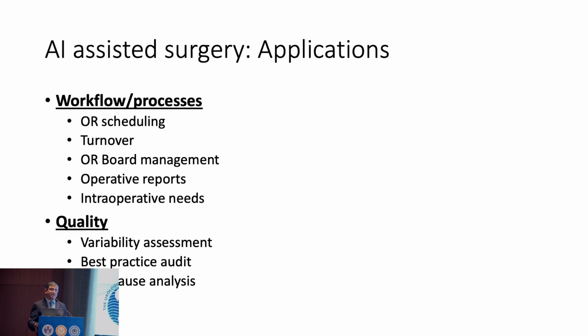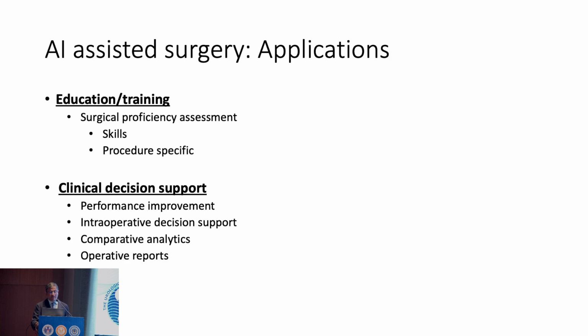Now already there are companies that can auto-generate an operative report based on your video. You don't have to dictate, you don't have to type. Then quality: you can look at surgeons whose outcomes are poor, and it can tell you what the variability is between that and an index surgeon whose performance is standardized. And then do an audit to see, do you look at the ureter, do you look at the ureteral orifice? These things can be done fairly easily.